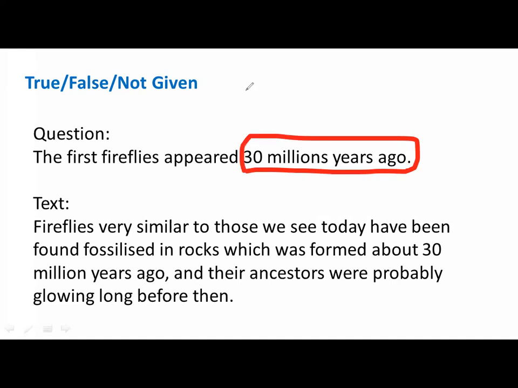Now, again, your answer is becoming like no, not 30 million years ago, but long before then. So, again, you can say it no, and you can make a new sentence by using the word but. So that means this answer is also false. Now let's move on to some other examples.